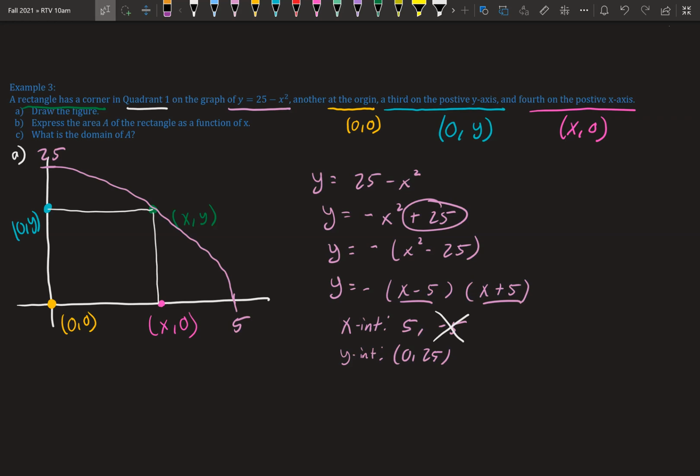Why did we cross out the -5? Because we're in quadrant 1, and in quadrant 1, X and Y are positive. So -5 doesn't exist in this example because we're only in Q1. When you factor it for the test, only take the positive factor, not the negative factor, because we're in Q1. If we were in Q2, you would take the negative one, not the positive one. If you were in Q3, you would take the negative. If you were in Q4, you would take the positive.